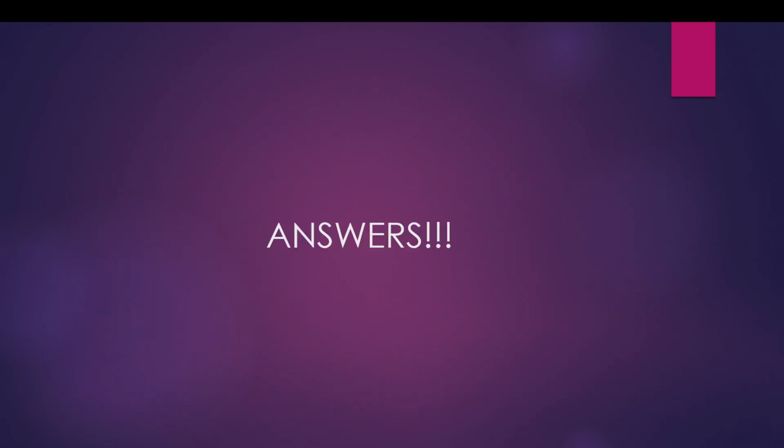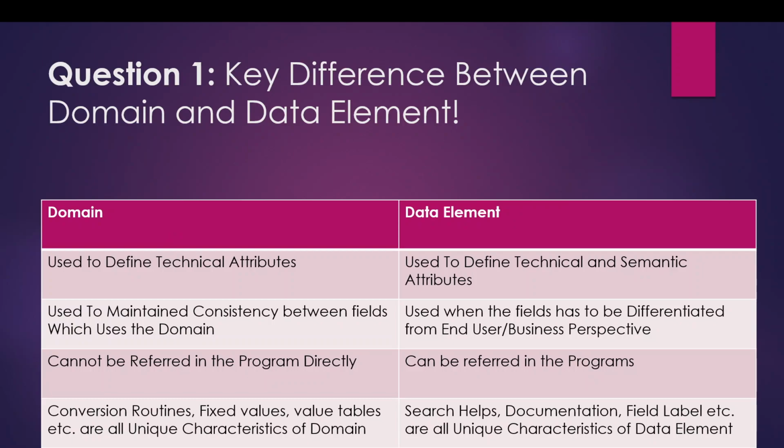So moving on to our first question, the elemental difference between the domain and data element. If you have seen my previous videos, you already know the answers for this. You would have already come across the same slide, but still, it's very elemental and it's very important we discuss this again. Let's hit the answers. The first one is the domain is used to define the technical attributes, whereas the data element, in addition to the technical attributes, defines the semantic attributes as well.